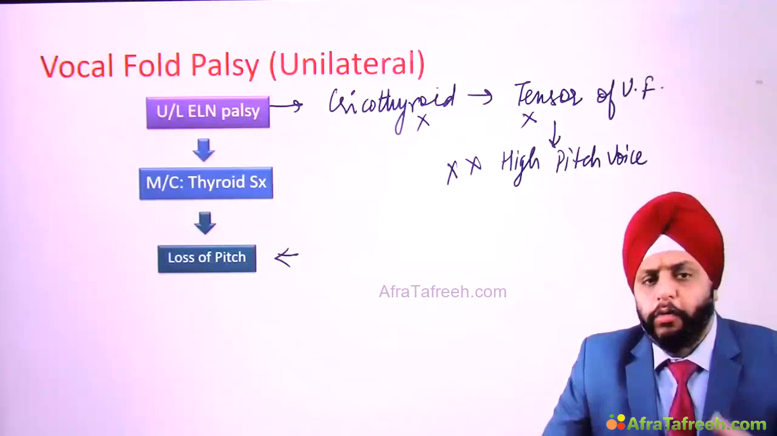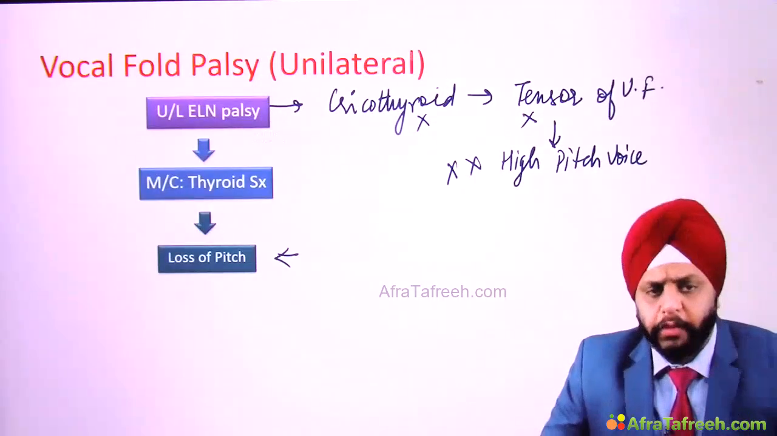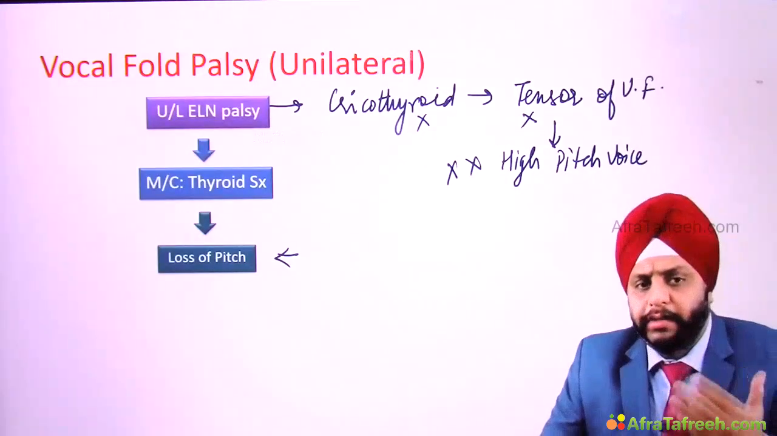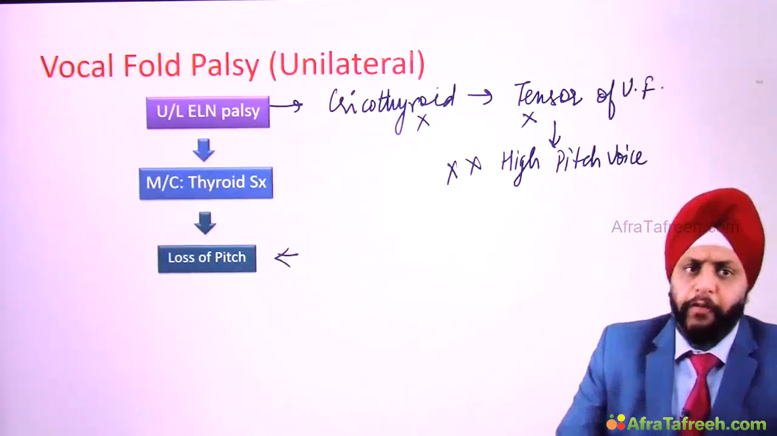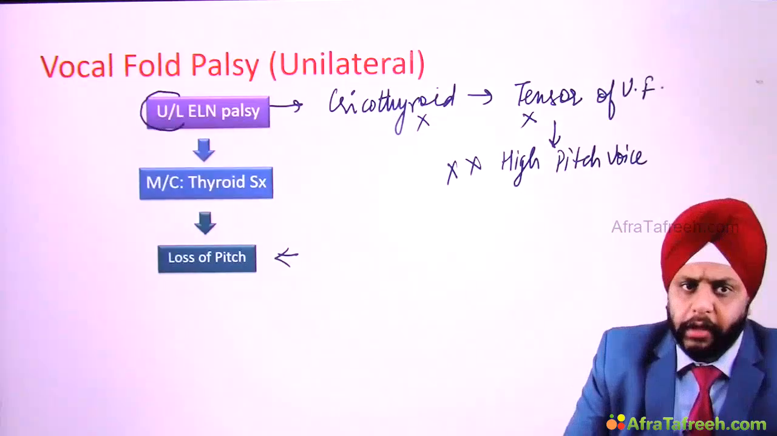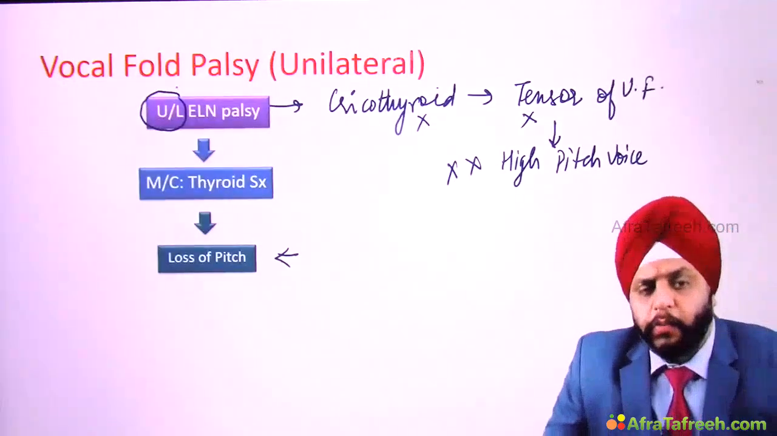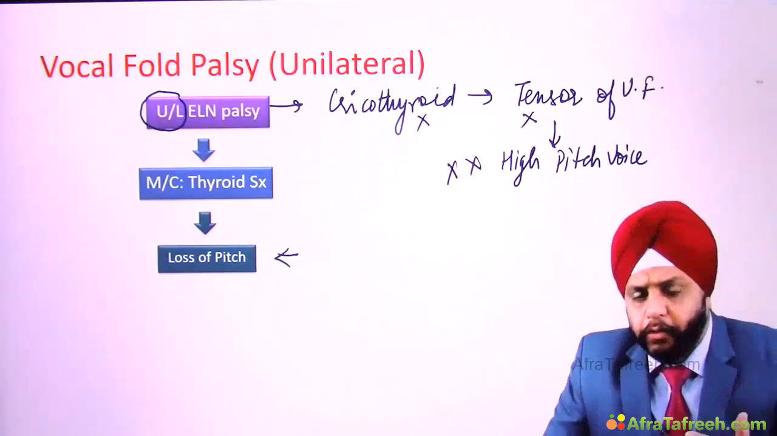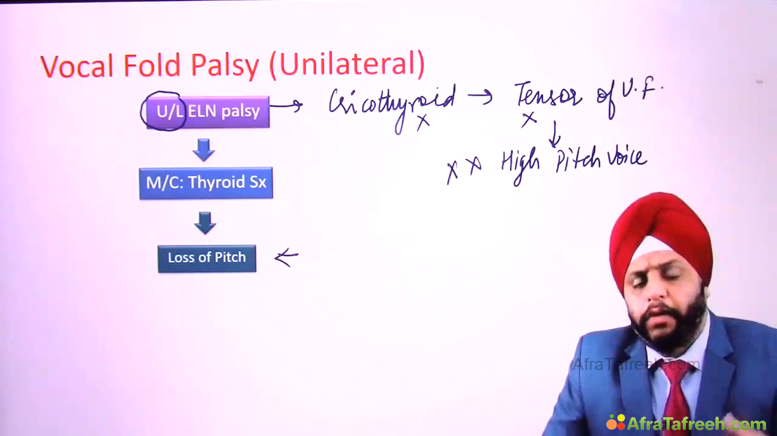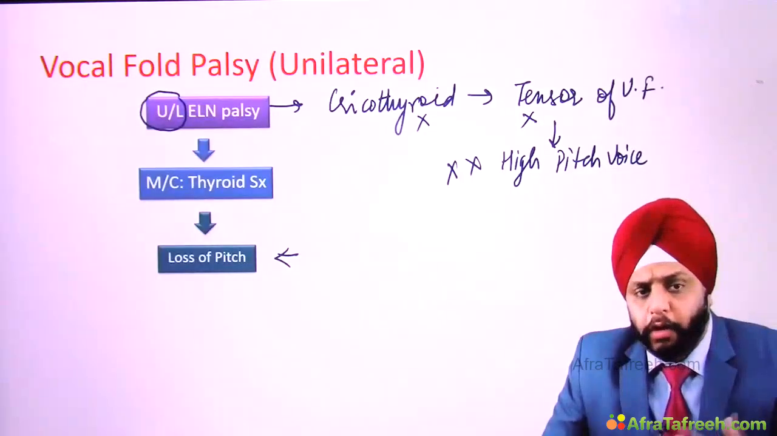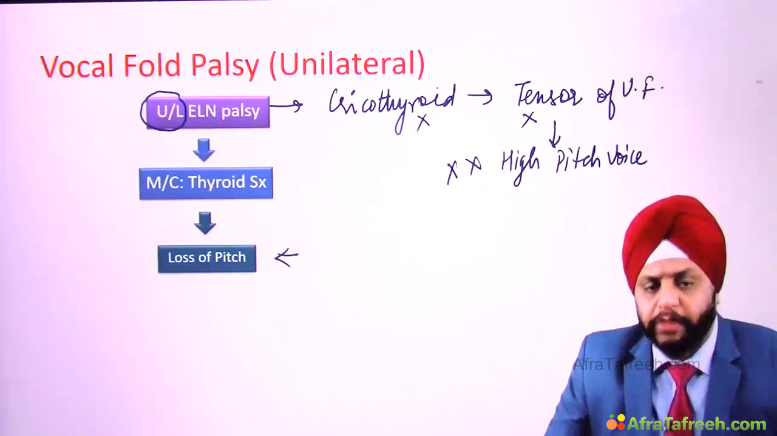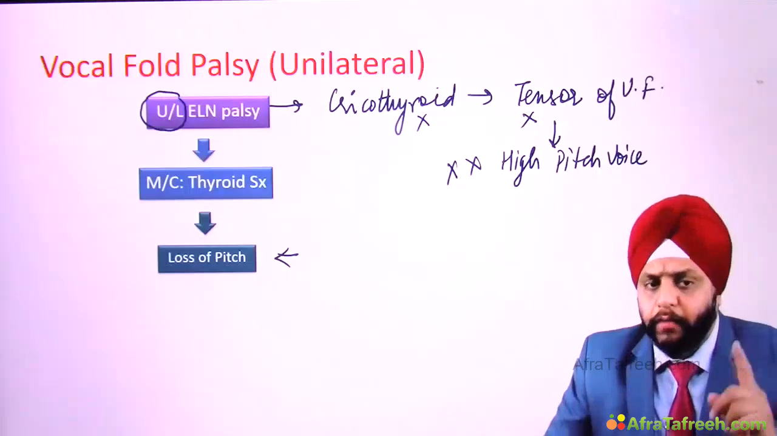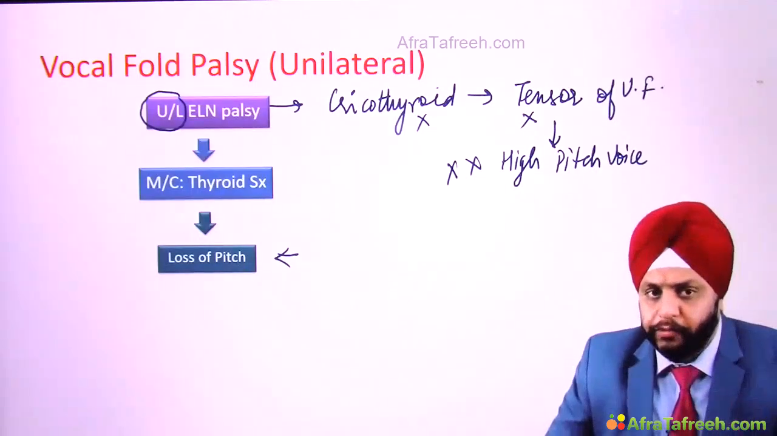Now what do you need to do in these patients? First of all, most of us don't require the pitch. Only a professional singer requires as much pitch. So if it's a case of unilateral external laryngeal nerve palsy, this patient will not even notice this palsy. There will be no complaint. You will also not come to know that there is a loss of pitch. So there is nothing to be done, except in the case of a singer. A singer will notice that there is a change in voice, a loss of pitch.